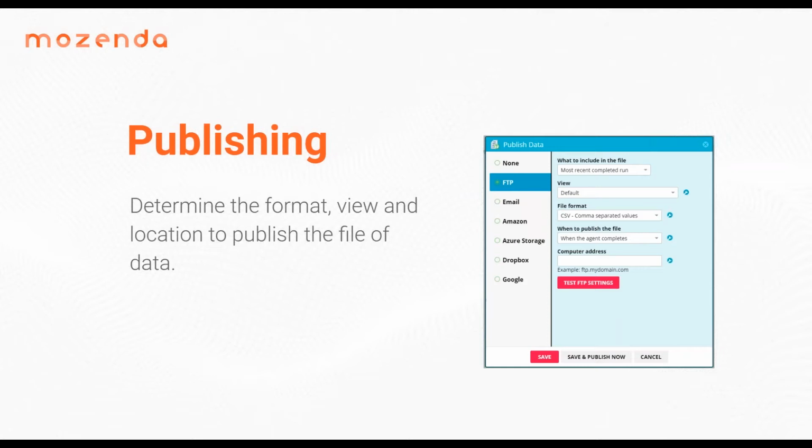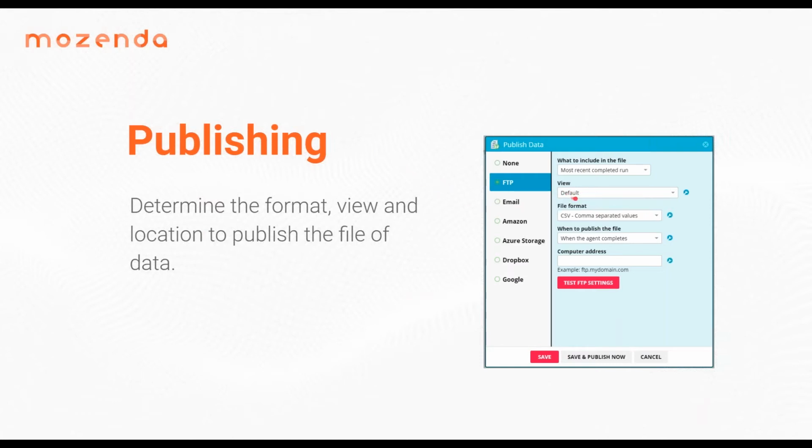This is the fun part. Once you get your data, what do you want to do with it? Where is it going? How do you want it to get there? Are you manually sending it? Because if you are, let's save you time. This publishing determines the format, view, or location that you want to publish this data.